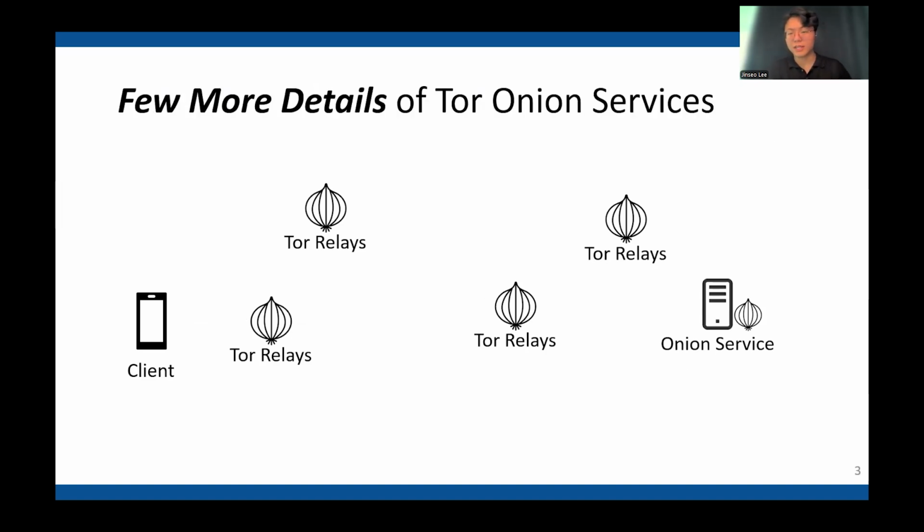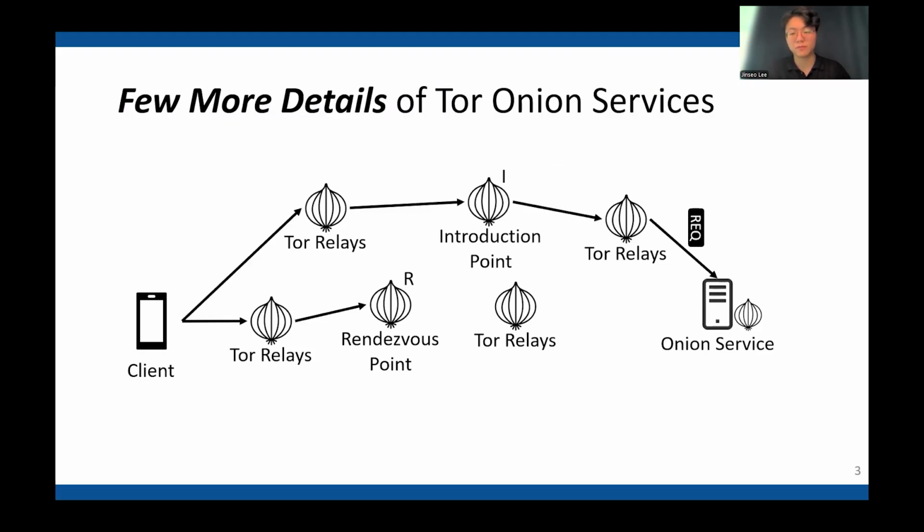And just a few more details about Onion services. First, the communication is made through a specific relay called a rendezvous point. To set up this rendezvous point, the client sends a request to the Onion service via introduction points. If the Onion service receives this request, it connects to the rendezvous point, establishing an end-to-end connection, or Tor circuit, with the client.